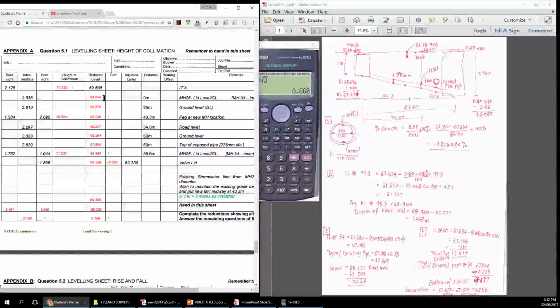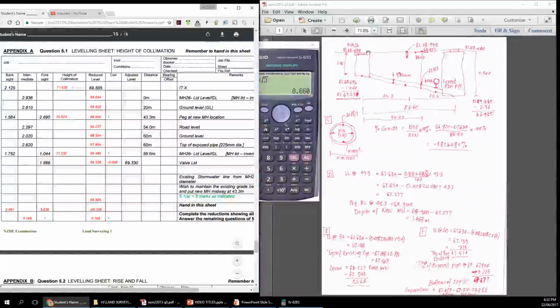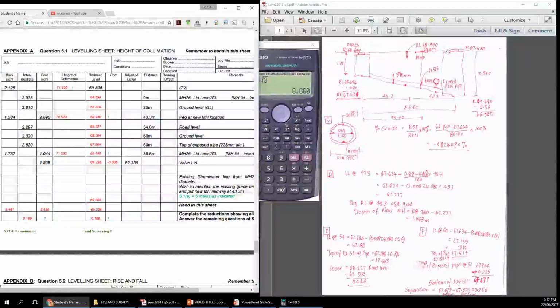So 68.694 is the ground level, and the ground level at the second one is 69.480. So 69.480, which is here, there's a slight rise up to there from 68.694. 69.480 is the rise up to there. And you'll notice that the depth to invert is 1.06.